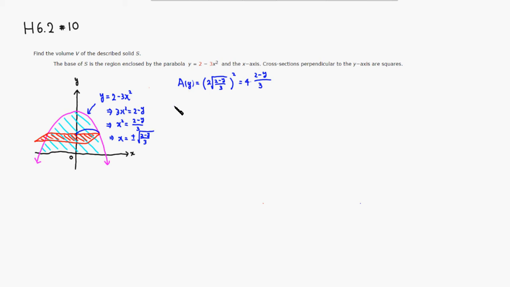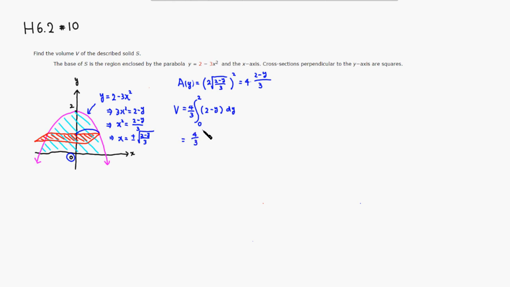So the volume is going to be the integral starting from 0, and the top of the parabola is right here at 2, because it's a 2 minus. So we go from 0 to 2. Then we just have to integrate this. 4/3 is just a number, so I put the 4/3, and then you have 2 minus y with respect to y. Then we just have to evaluate it.